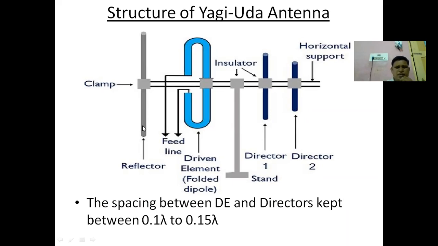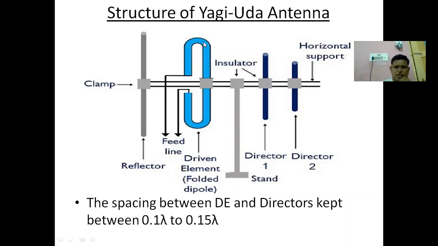What are the three main basic components of the Yagi-Uda antenna? One reflector, one driving element, and two or more director elements. See here how many there are. This is a reflector and this is a driving element. This is one director and this is another director. These are the parasitic elements.